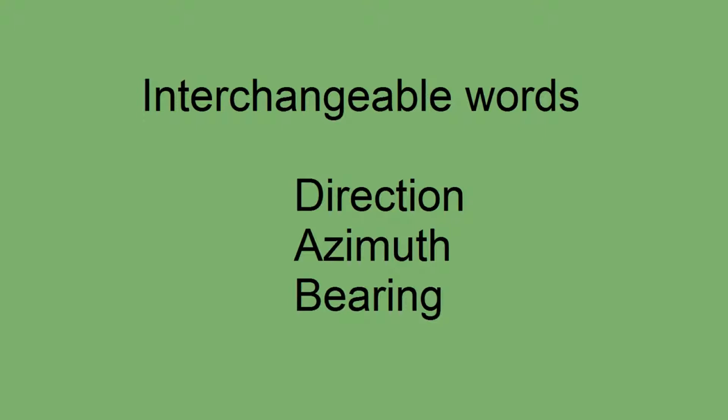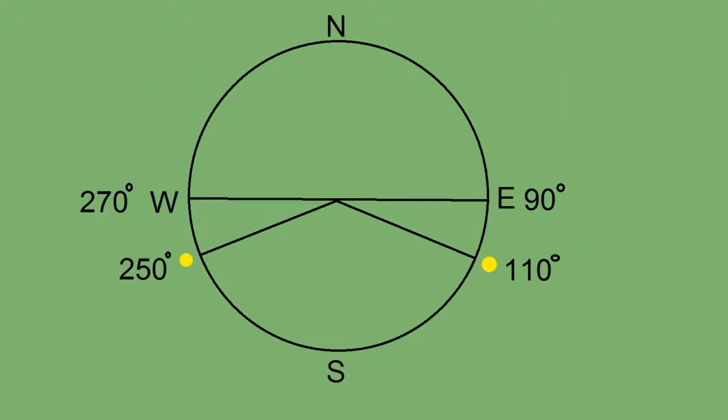Just as a side note here, I've been using the terms direction, azimuth, and bearing interchangeably, and those words are pretty much interchangeable. There may be some esoteric difference between azimuth and bearing, for example, but for all practical purposes, those words are interchangeable.